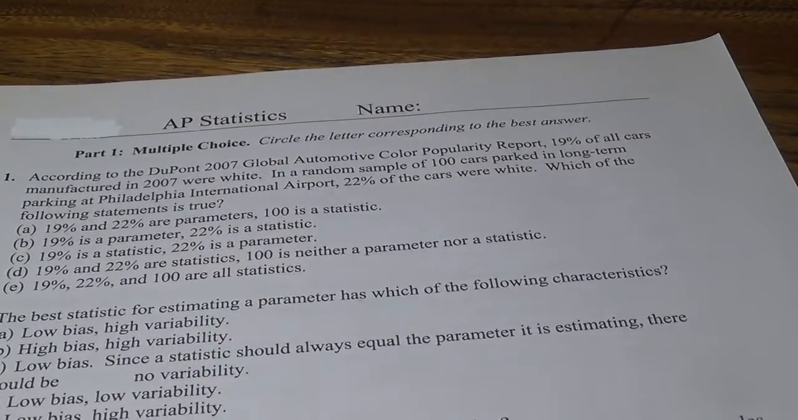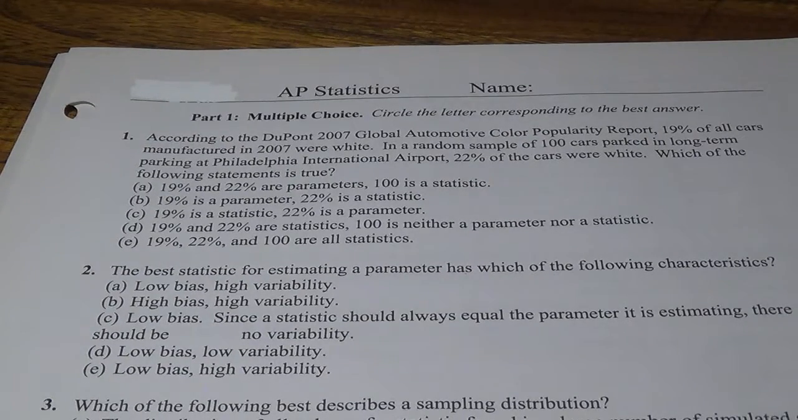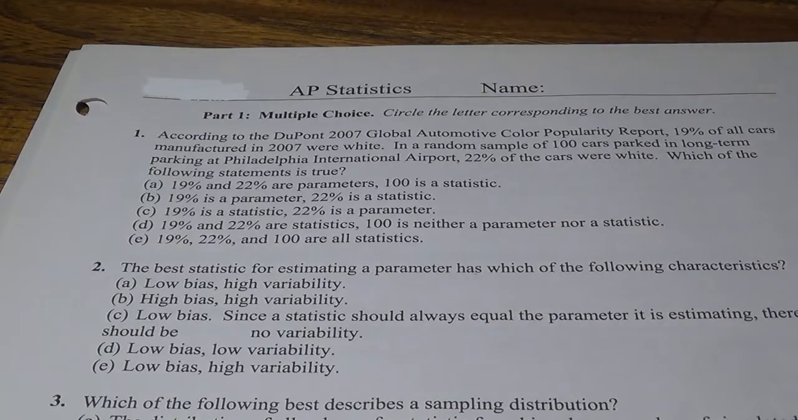On number 2, when we're looking at the best statistics, we want the variability to be low, so that's the spread, and we want the accuracy. We want the variability to be low, and we want bias to be low. So does that exist in one of our answers? It does. D, as in dog.